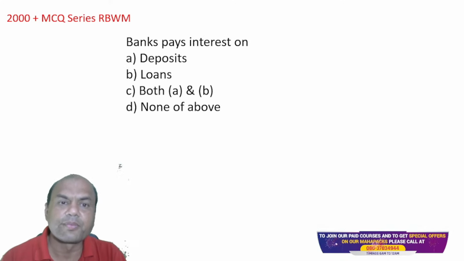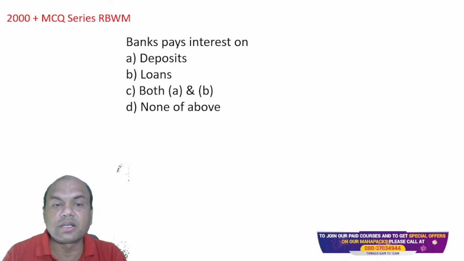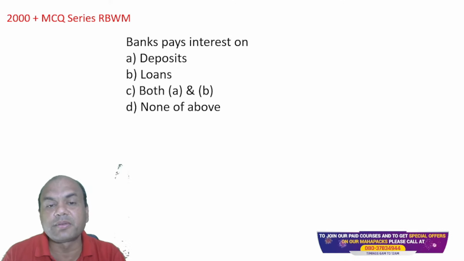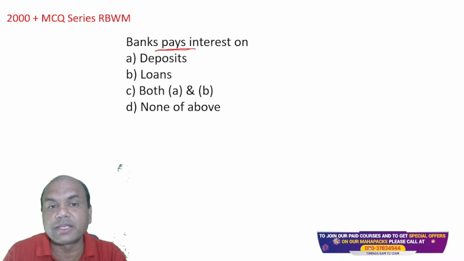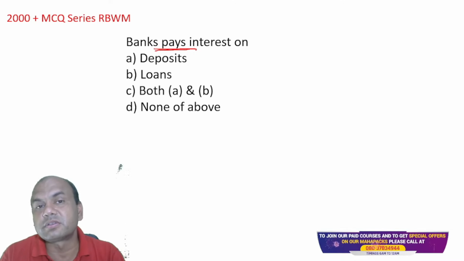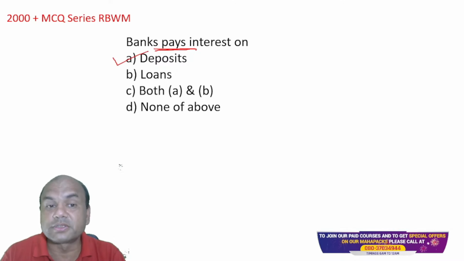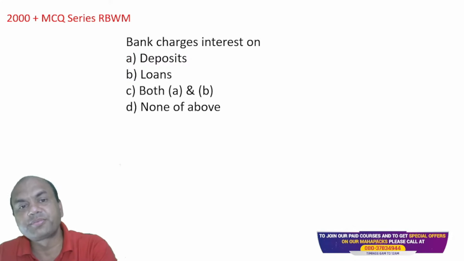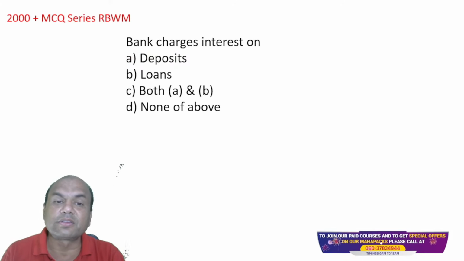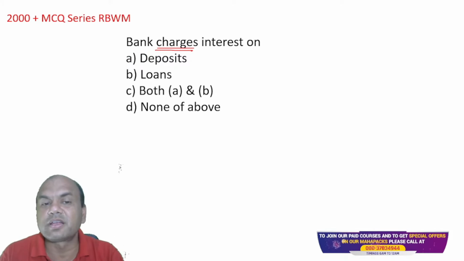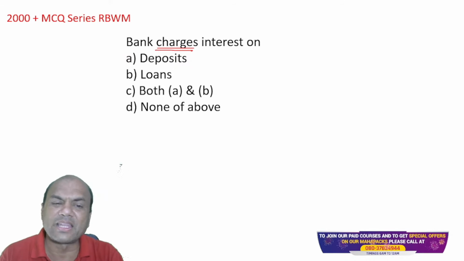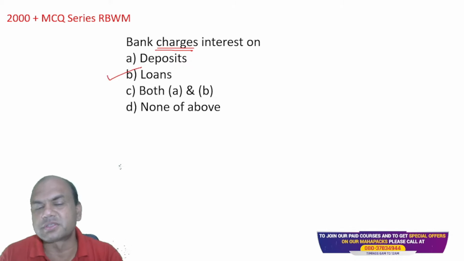Bank pays interest on deposits, loans, both A and B. So bank pays interest, remember, on what? On deposits, remember, deposits, simple, isn't it? Next one, bank charges interest on deposits, loans, both A and B, none of the above. So loans, right? Just now I told you.